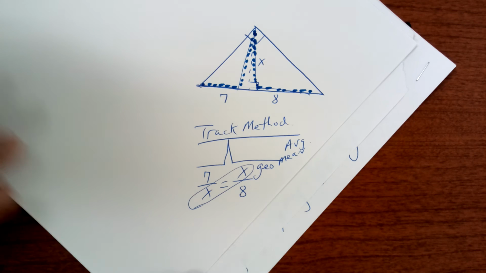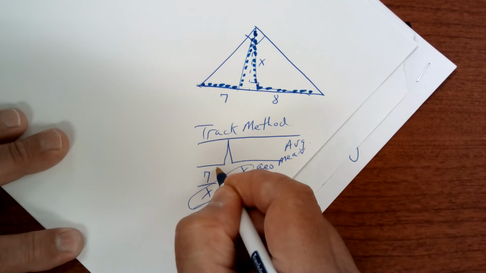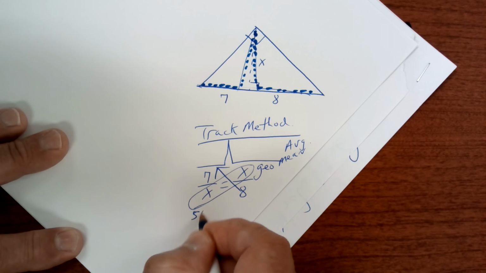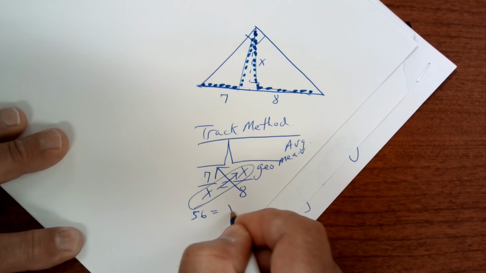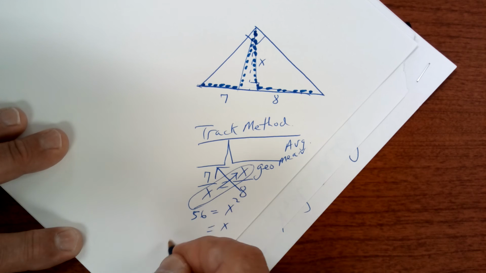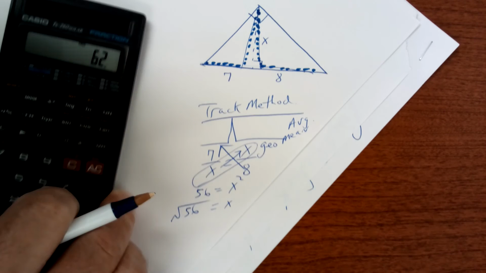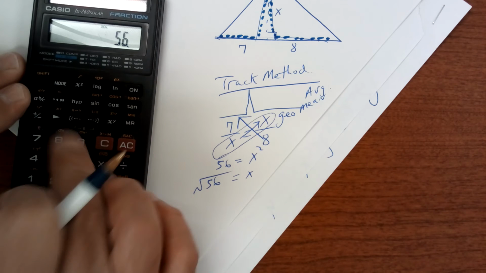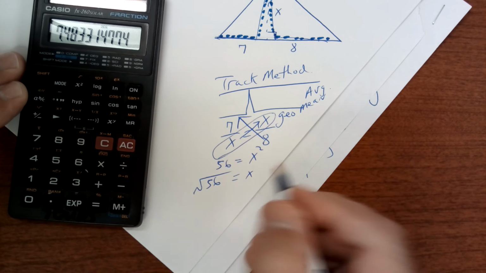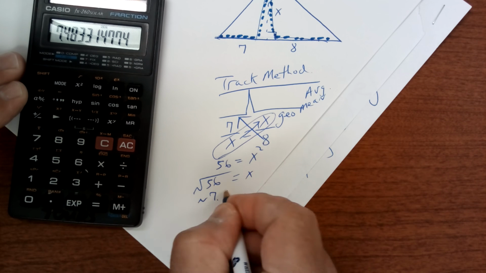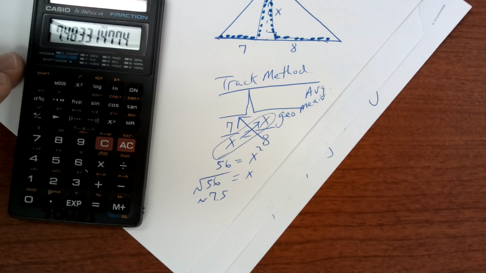All right, so we're going to cross multiply. Go from bottom to top. So we get 56 is equal to x squared. So x is going to be the square root of 56. So you're going to take your calculator, clear it out, shift square root, and I get 7.5. And that's how you do the track method. And that's what we're doing today.